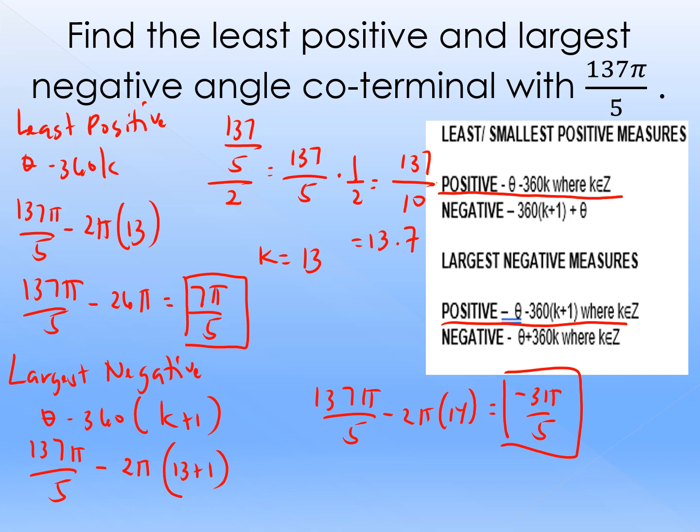We can also use the technique. So in our technique, for largest negative, we will subtract the least positive by 2 pi. So it will be 7 pi over 5 minus 2 pi. If we subtract 7 pi over 5 minus 2 pi, we can get also negative 3 pi over 5. So it's up to you if you're going to use the formula or you're going to use the technique.